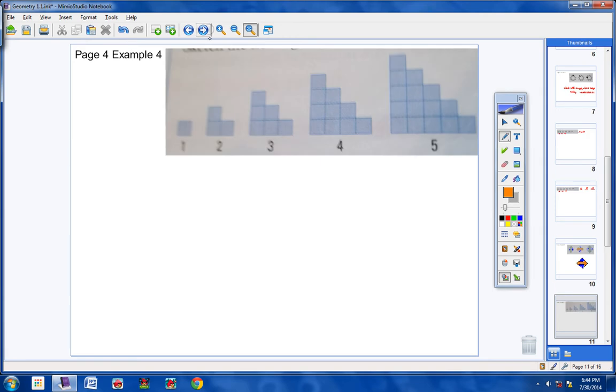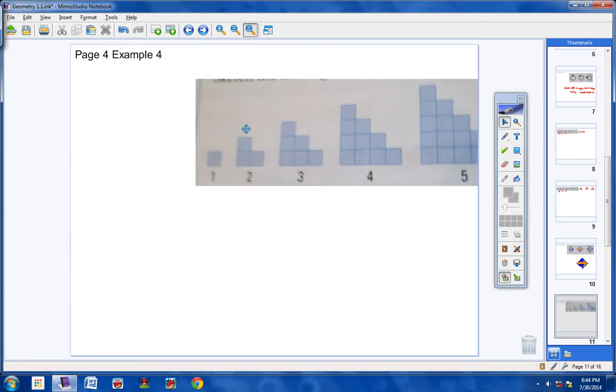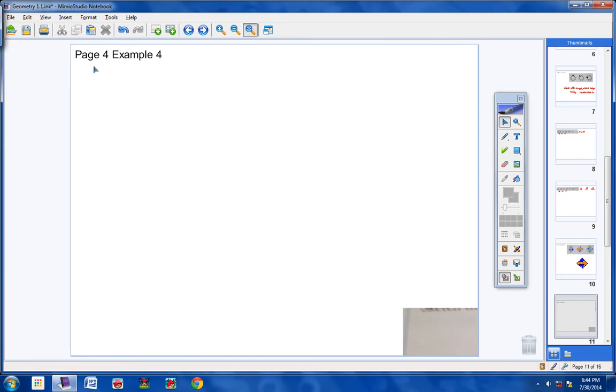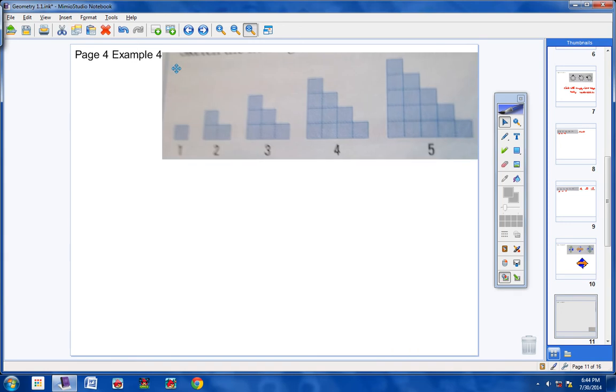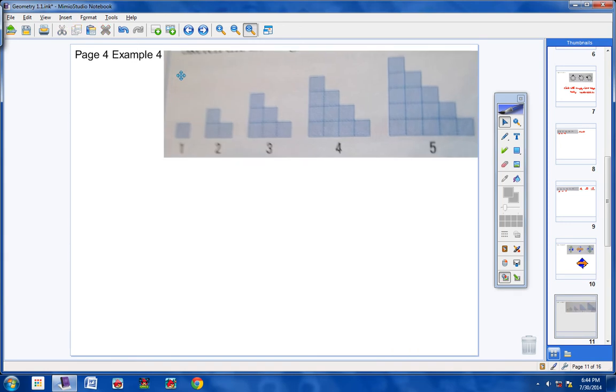Okay, let's continue on. Now, once you get in your notes, please don't color, or please don't draw these figures. I simply want you to write page 4, example 4. Page 4, example 4. All right, please write that in your notes, and let's go ahead and read the directions. You can follow along in your book. It says sketch the next figure that you would expect in the pattern.